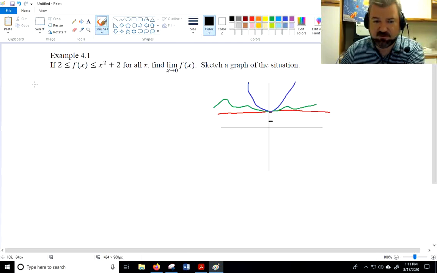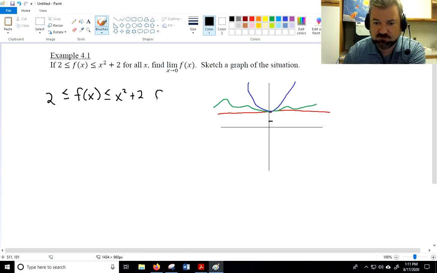So here's the first thing I'm going to say. 2 is less than or equal to f of x, which is less than or equal to x squared plus 2 for, we'll use interval notation, negative infinity to infinity, because it told me that.